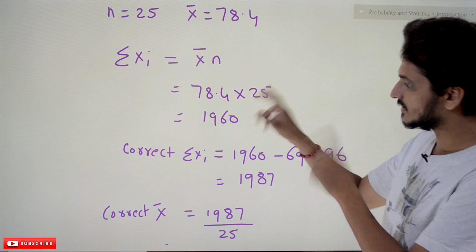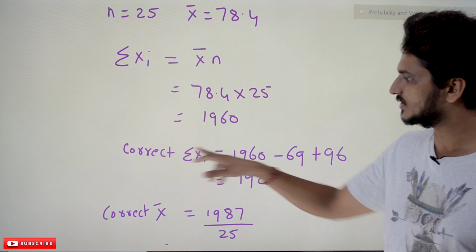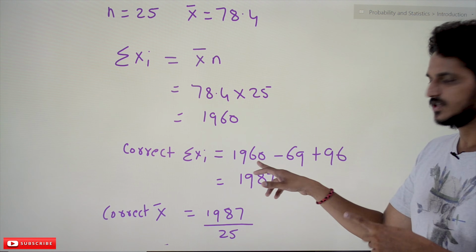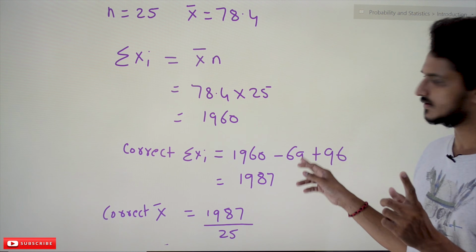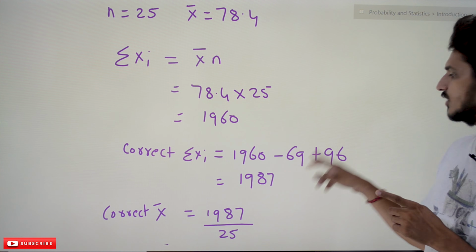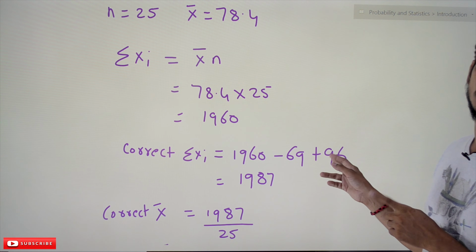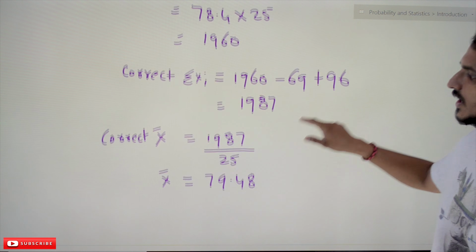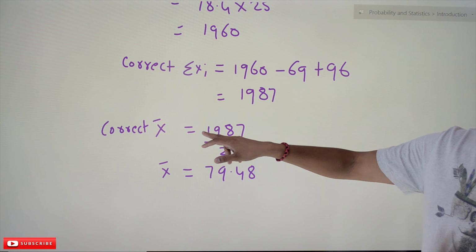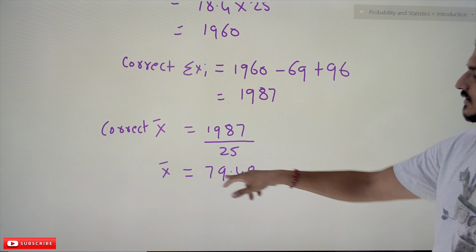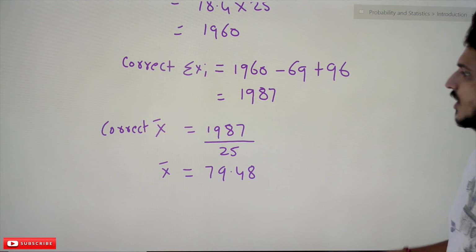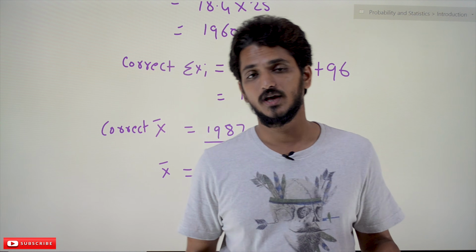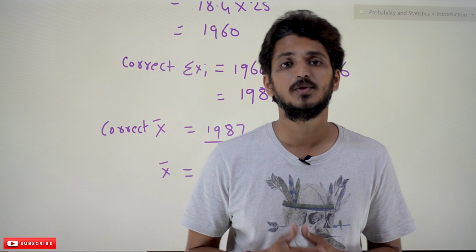But this is not the correct summation. If you want the correct summation, sigma xi is equal to 1960 minus the one student mark, that is 69. Instead of 69 we have to place 96. So we add 96, we get 1987, and we know the correct x bar, the correct mean, is equal to 1987 by 25, that is equal to 79.48. This is how we use the properties provided in our last class to solve different examples. Hope you understand the examples.